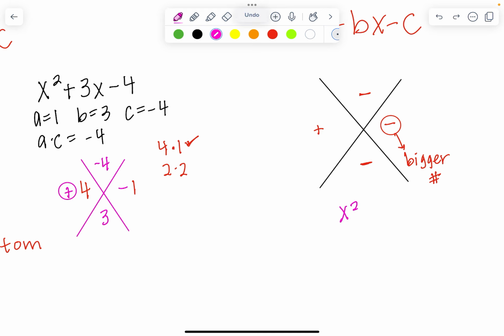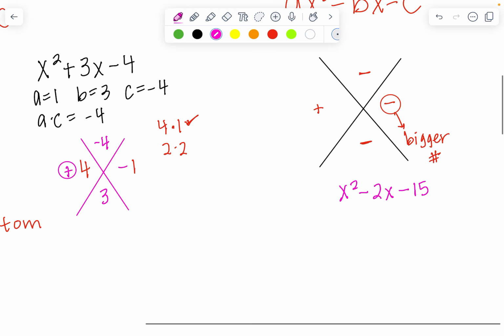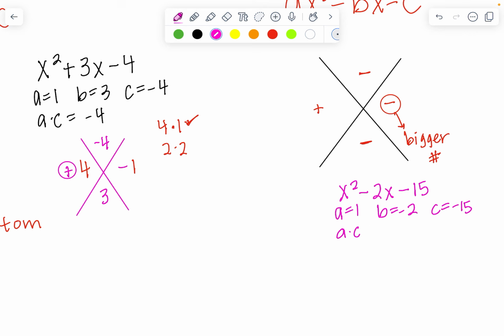X squared minus 2x minus 15. So in this case, my A is 1, my B is negative 2, my C is negative 15. So A times C is negative 15. And if I make my X here, I have negative 15 on top, negative 2 on the bottom. Again, I know I have a positive and a negative. I'm going to circle the negative because that has to be my bigger number.